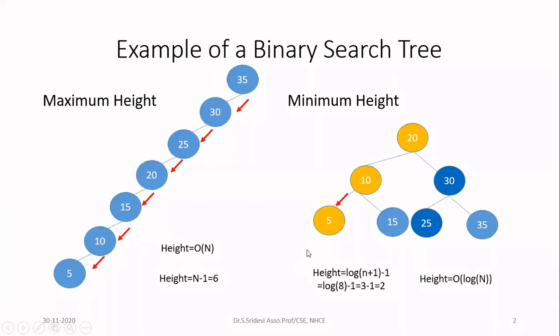Let us consider one more time. If I want to search for 5 in the first tree, I have to first compare with 35, then 30, 25, 20, 15, 10. Finally, I'll compare with 5 also. Then there is a match, so I will print that 5 is existing. So how many comparisons have I done?